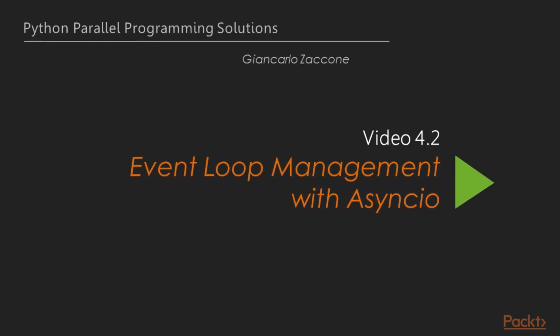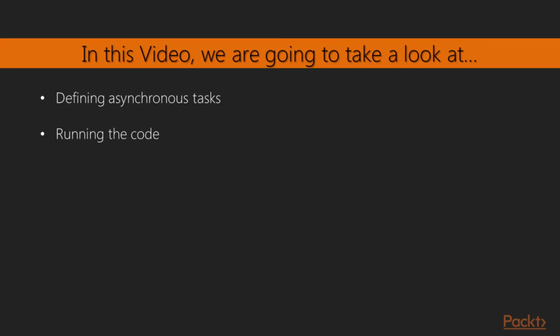In our previous video, we saw how to use the concurrent.futures Python modules. Welcome to the second video of this section, titled Event Loop Management with asyncio. In this video, we'll be defining asynchronous tasks, and then we'll run the code which will show the event loop management.